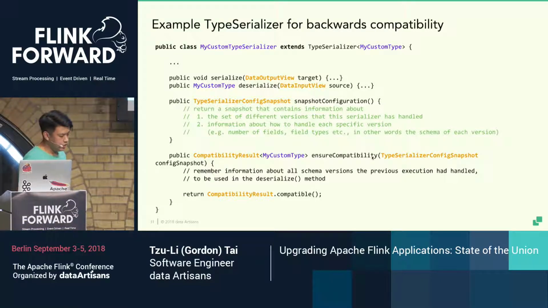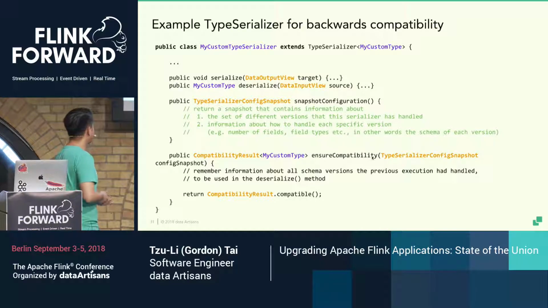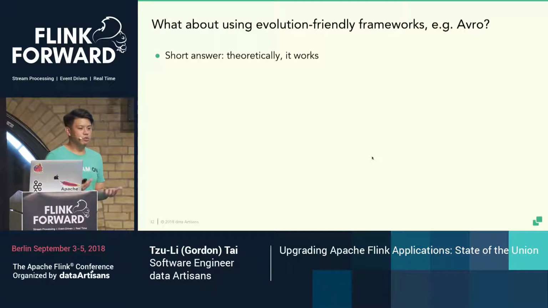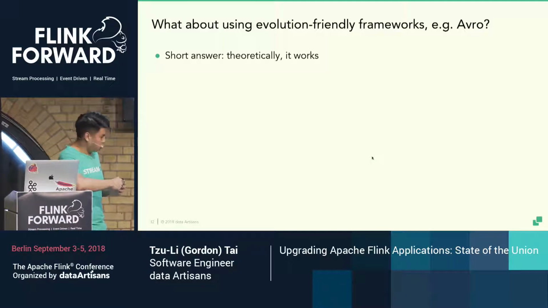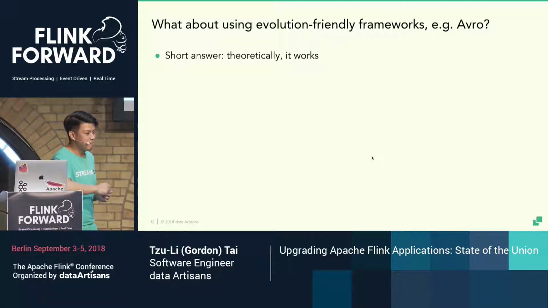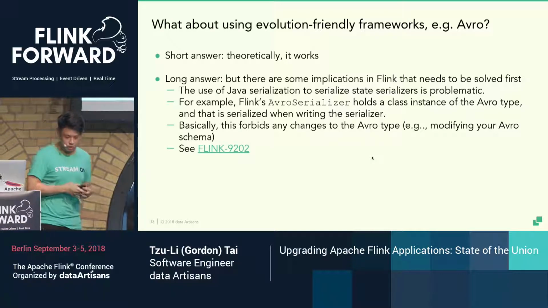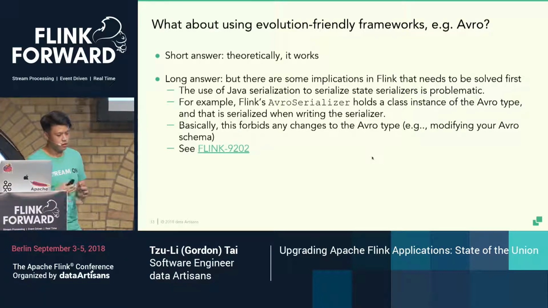Okay, this is very tedious and complicated to really get into. So I heard about Avro, I heard about protobuf. Shouldn't those solve most of the problems? The short answer is yes, it should. But the other side of the answer is there are some implications in Flink that we're currently solving, and they need to be solved first before this actually would work out of the box. By out of the box, my definition is that I just have an Avro type as state, and I can change this Avro type by any Avro rules that are defined as backwards compatible, and everything should just work perfectly.